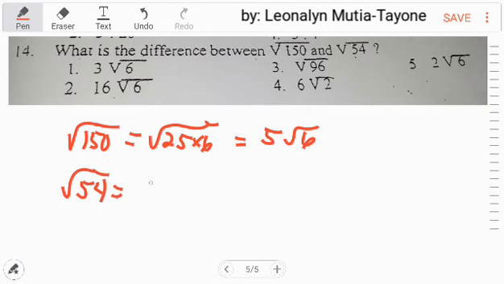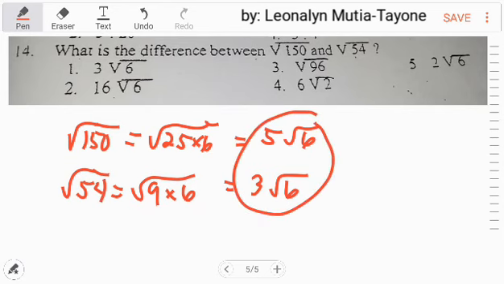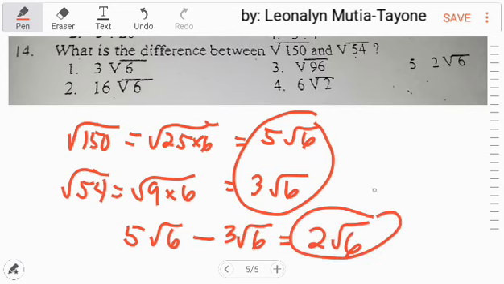Next, square root of 54. Hanapan natin ng perfect square at mayroon niyang 9 times 6. Bali, fina-factor out natin at yung isang factor natin ay perfect square. So, square root of 9 is 3 square root of 6. In other words, square root of 54 is equals to 3 square root of 6. Ngayon, pwede na tayong mag-deduct. 5 square root of 6 minus 3 square root of 6. And that is 2 square root of 6. So, ang sagot dito ay 2 square root of 6.